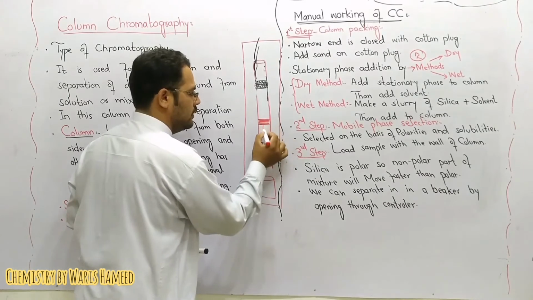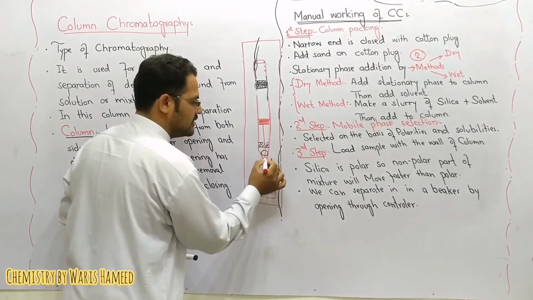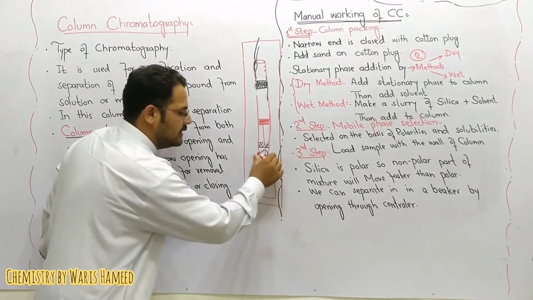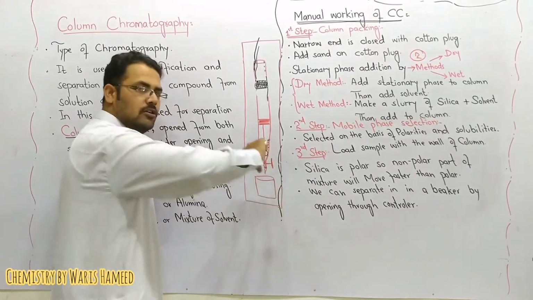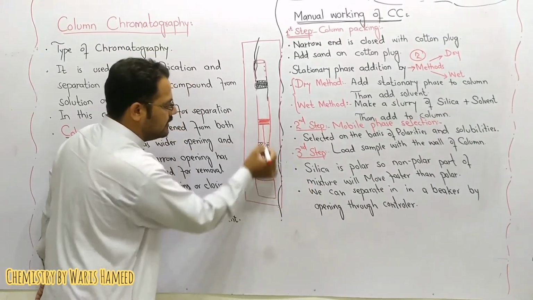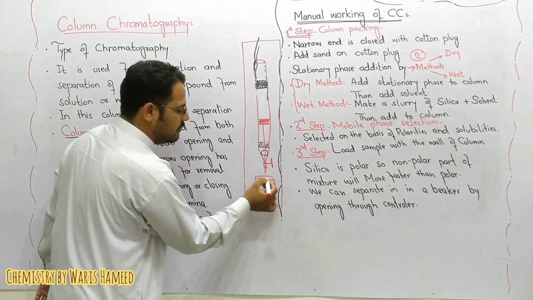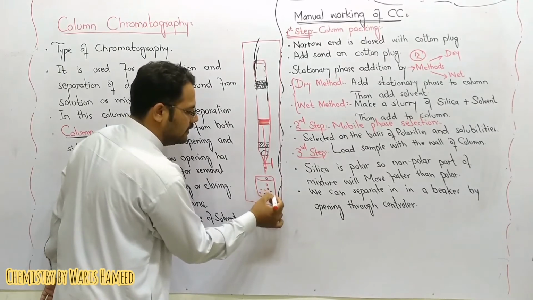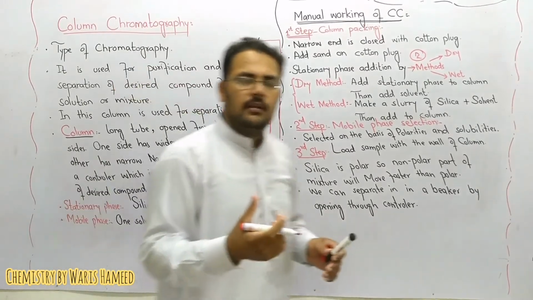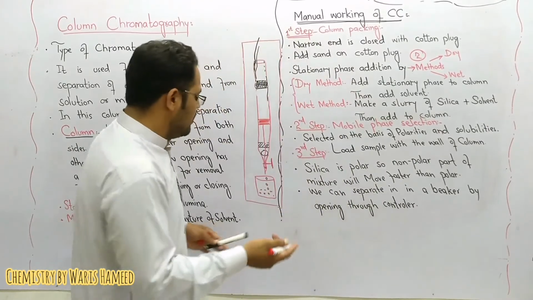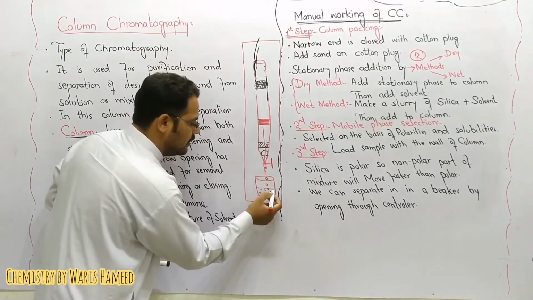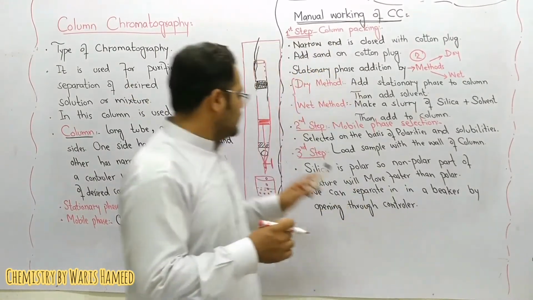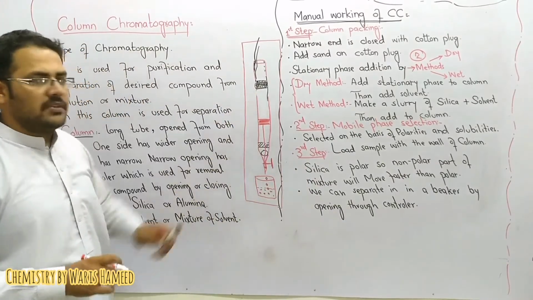Then what we do, this red part of the mixture will come over here, and we will open this narrow end with the help of this controller, and this red part of the mixture will drip into this beaker. And if we draw the desired amount of red sample, then we will turn off this controller, and our required component is separated from the mixture.